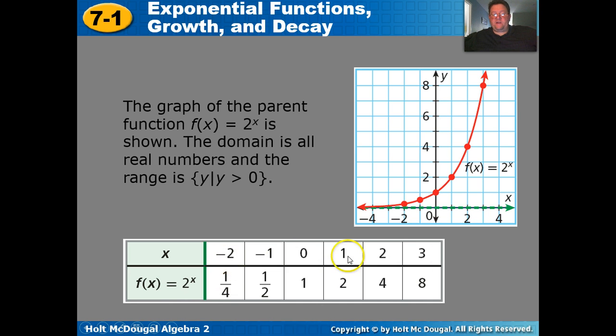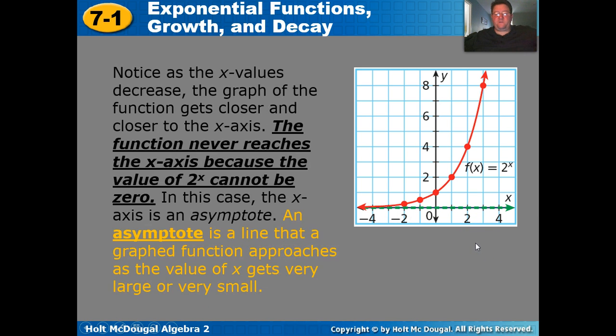Let's look at the table. When x is negative 2, I've got 1/4. Negative 1, I'd multiply by 2. That gives me 1/2. And that pattern continues. Times 2 is 1, times 2 is 2, and so on and so forth. You can also see that in this graph. Every single time I go up one value for x, my value doubles. That is a typical exponential function.